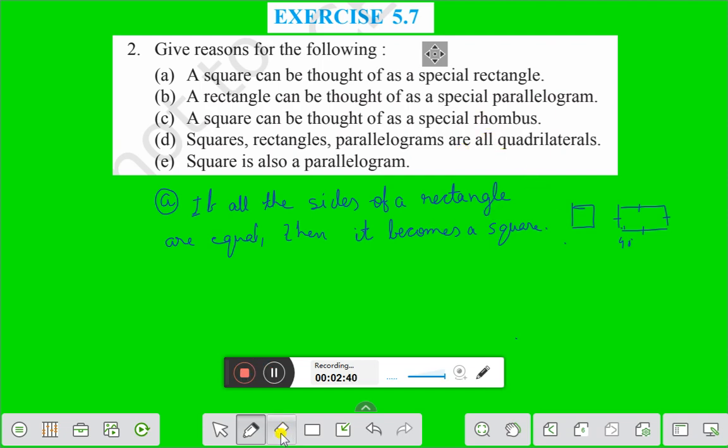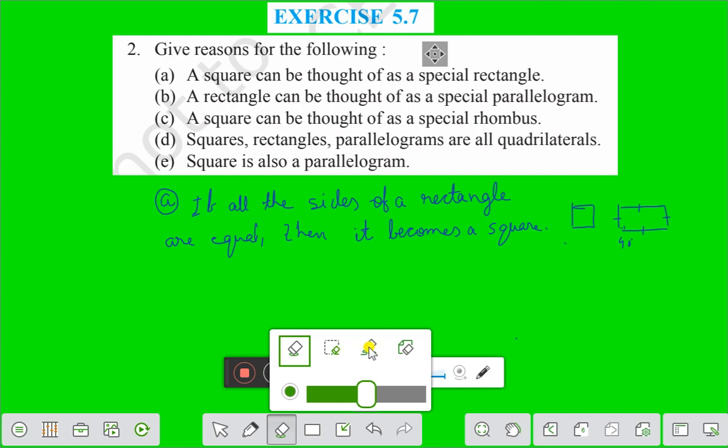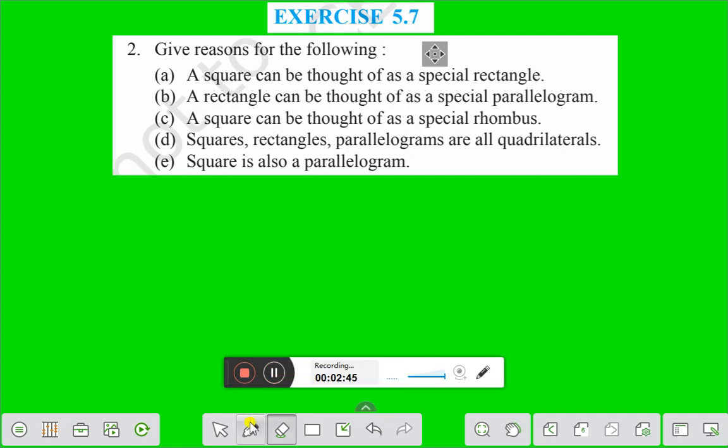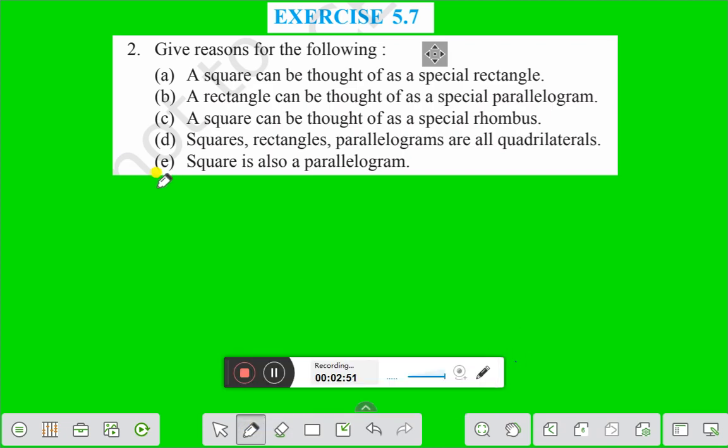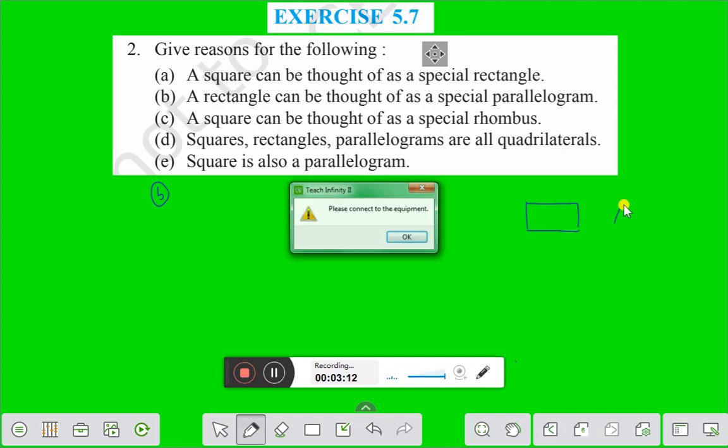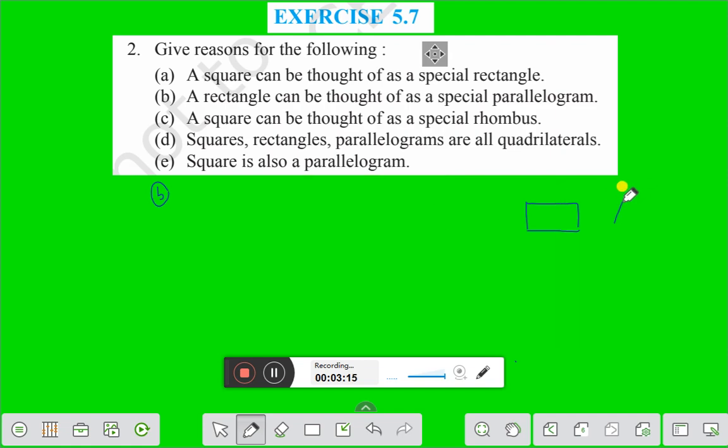Now, question number B. A rectangle can be thought of as a special parallelogram. Here you draw a rectangle. And here we have drawn a parallelogram. This is a parallelogram.